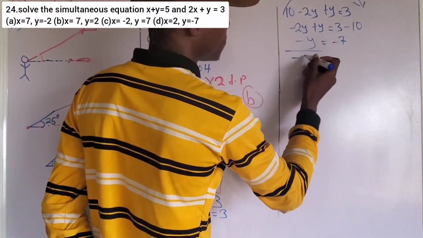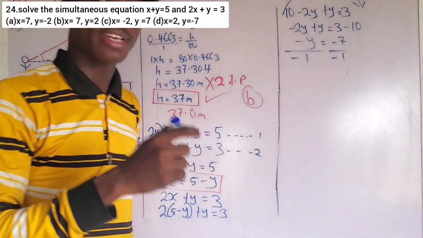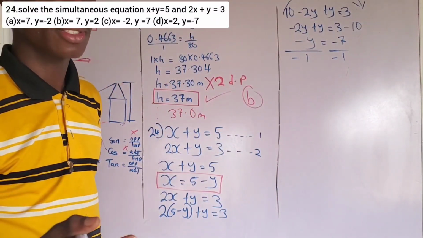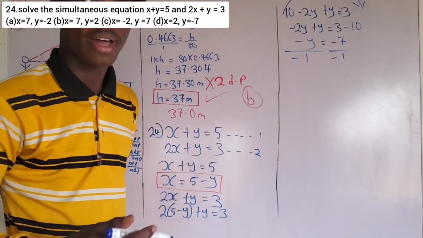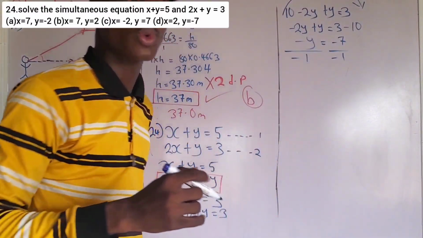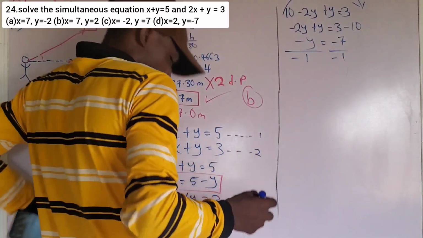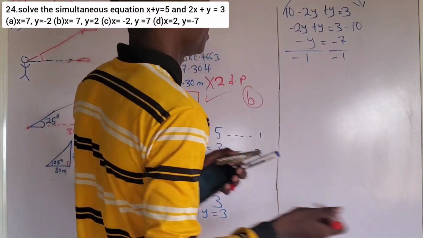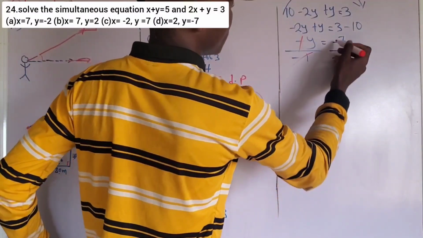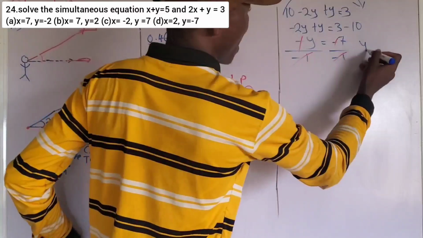So divide both by negative 1. This over negative 1. See, let me tell you. Negative y is also the same thing as negative 1y. You understand? So that's why I'm dividing both sides by negative 1, in an attempt to help me eliminate the negative sign at the front of y. Do you understand? So this negative is going to cancel this. I'm going to have this. So y is equivalent to 7, okay? y is equal to 7.